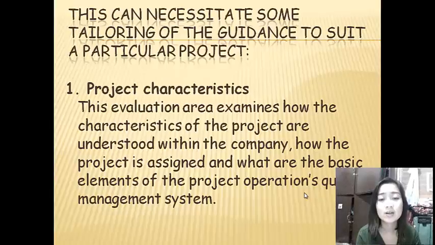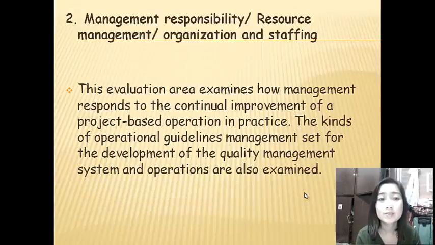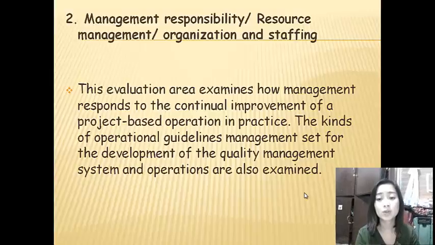Number one is the project characteristics. This evaluation area examines how the characteristics of the project are understood within the company, how the project is designed, and what the basic elements of the project operations quality management system are. Number two is the management responsibility, resource management, or organization and staffing. This evaluation area examines how management responds to the continual improvement of a project-based operation in practice. The kinds of operational guidelines management sets for the development of the quality management system and operation are also examined.